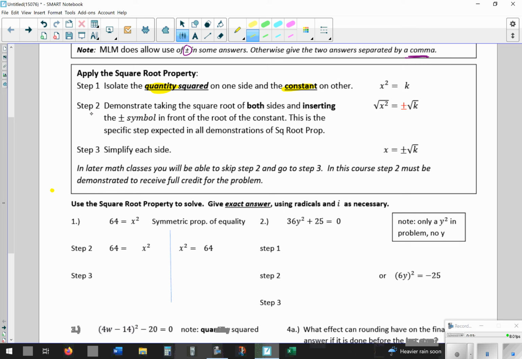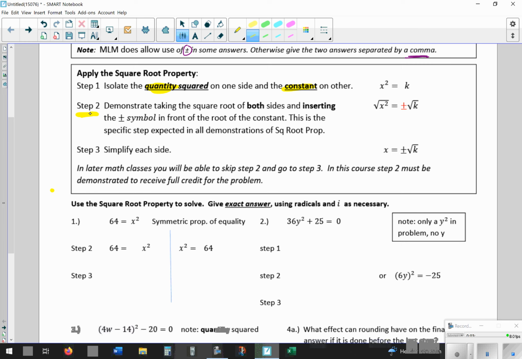Now, in particular, step 2 is one that I require. So this is specifically what I am looking for. Whenever you look at help me solve this, they don't demonstrate this step in the way that I am asking for. So you have to make sure you're following your notes.